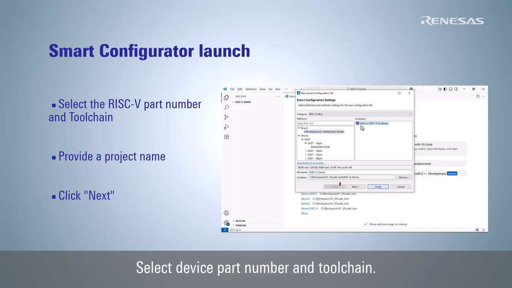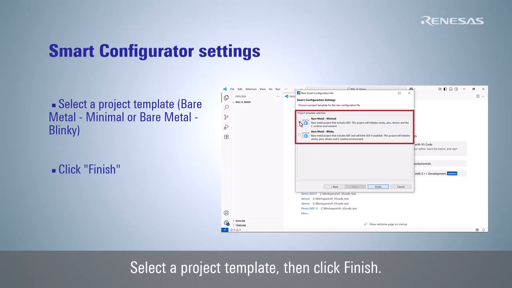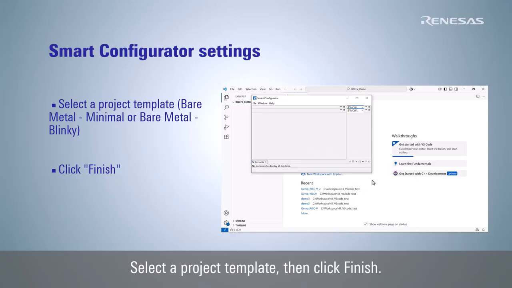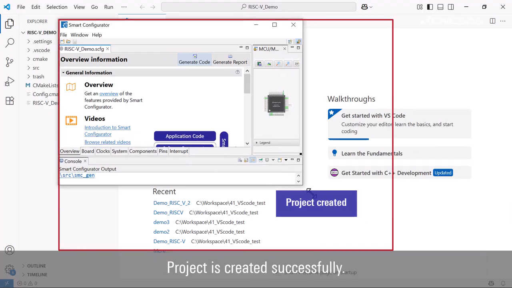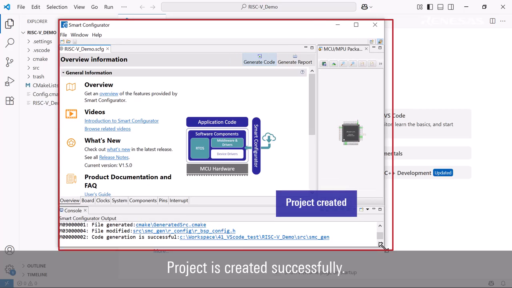Next, provide a project name and then click Next. Choose a project template. This demonstration uses bare metal, Blinky as an example. Then click Finish to complete the project creation steps. The project is created successfully when the Smart Configurator editor is launched.